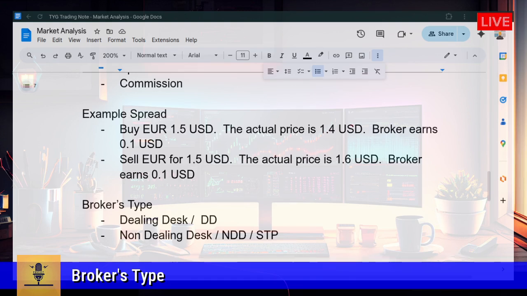Let's ignore the unregulated brokers. It will be an endless talk. Let's now talk only about regulated brokers.